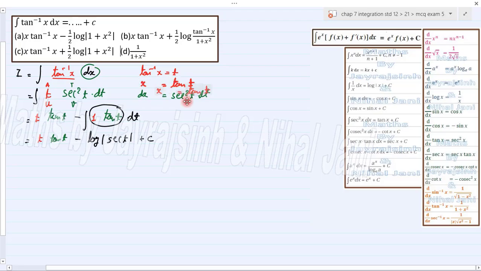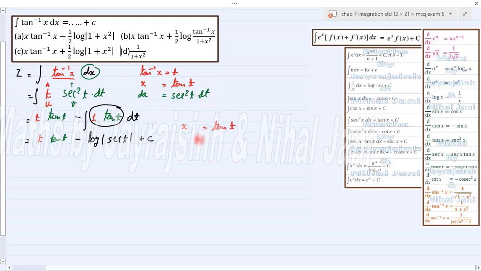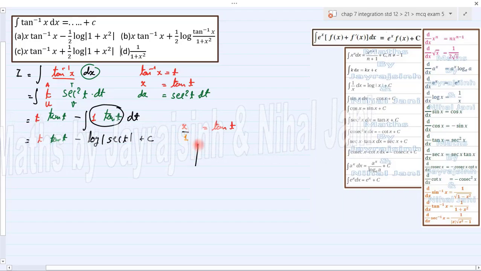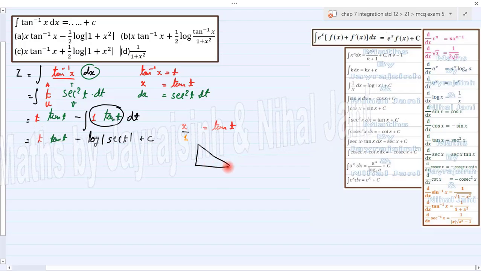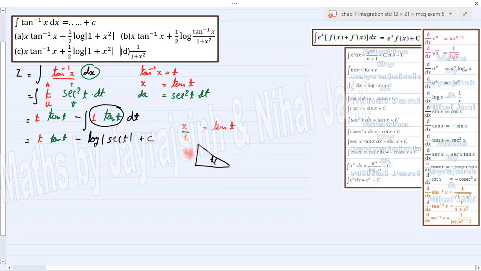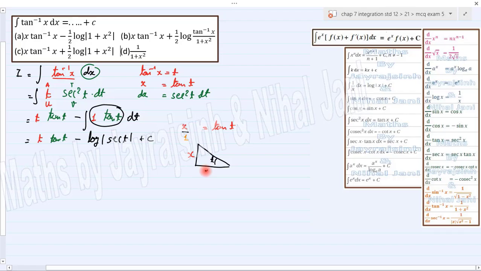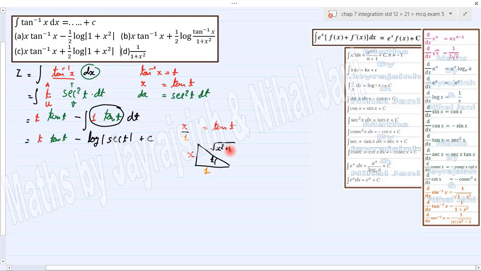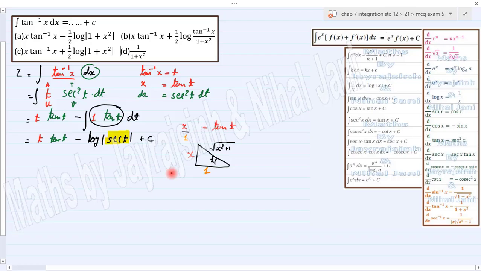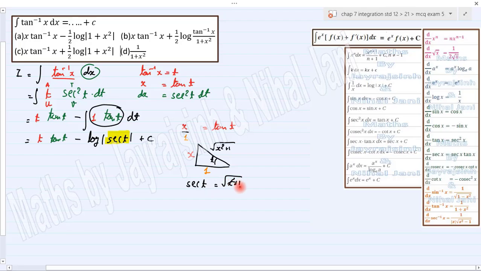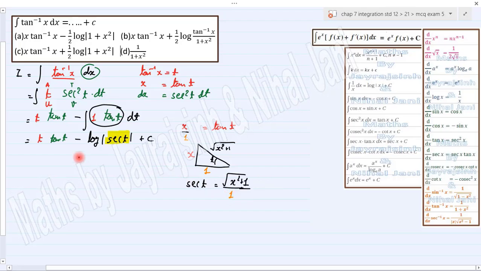So let's use our assumption to simplify it. Our tan t is x by 1. So if we use the triangle method, then let's assume this is your angle t. Tan t is actually opposite upon adjacent. So your opposite will be x and adjacent will be 1. So we can say your hypotenuse is under root of x square plus 1. But as you know, we need the value of sec t. So let's find out the value of sec t: hypotenuse, which is under root of x square plus 1, upon adjacent, which is 1. So we are ready to convert our answer in terms of x.